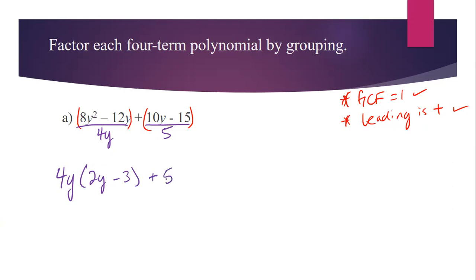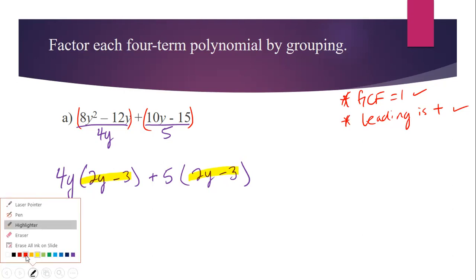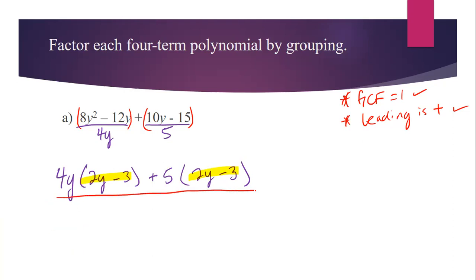Now I'm going to factor out this positive 5. What is 10y divided by 5? 2y. What is negative 15 divided by 5? Negative 3. Now I'm going to ask, what do they have in common? 2y and negative 3. This is their common binomial. This is my next greatest common factor. So the GCF here is 2y minus 3.